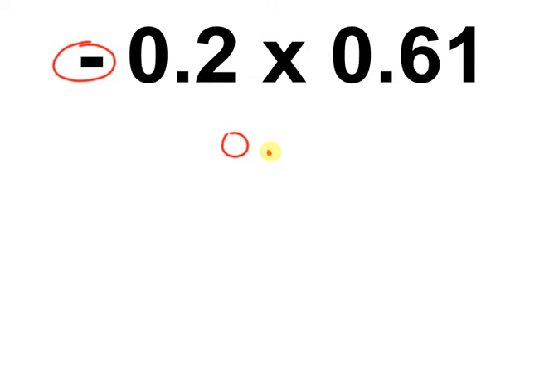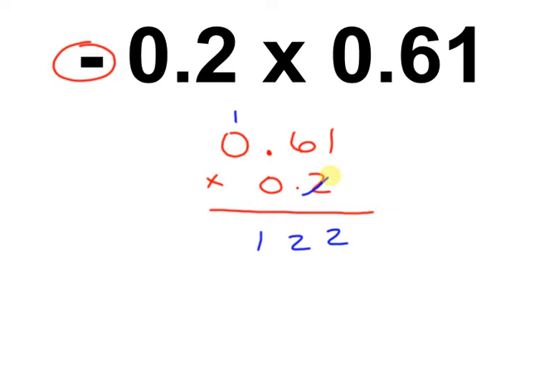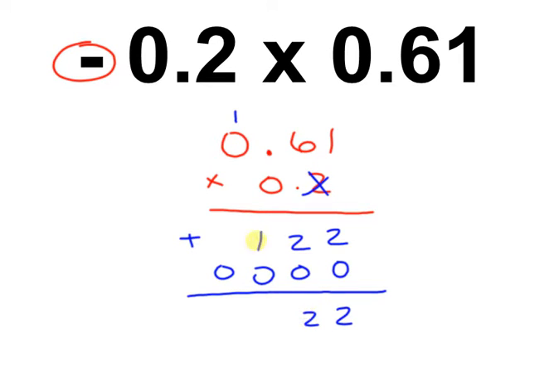So 0.61 times 0.2. Okay, I'm ignoring my decimals. They're not even lined up. It does not matter. 2 times 1 is 2. 2 times 6 is 12. 2 times 0 is 0, plus 1 is 1. I'm done with my 2. Cross it out. Put the 0 down here. 0 times 1 is 0. 0 times 6 is 0. 0 times 0 is 0. Now I'm going to add up what I have. 2 plus 0 is 2, 2 plus 0 is 2, 1 plus 0 is 1, 0 plus 0 is 0.